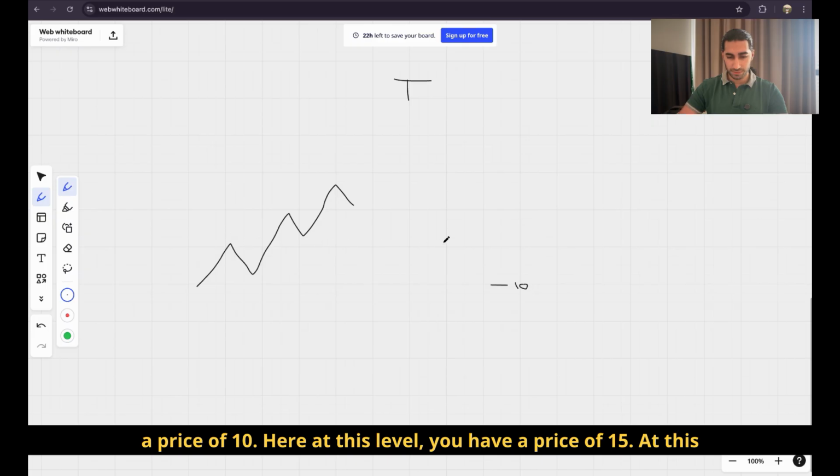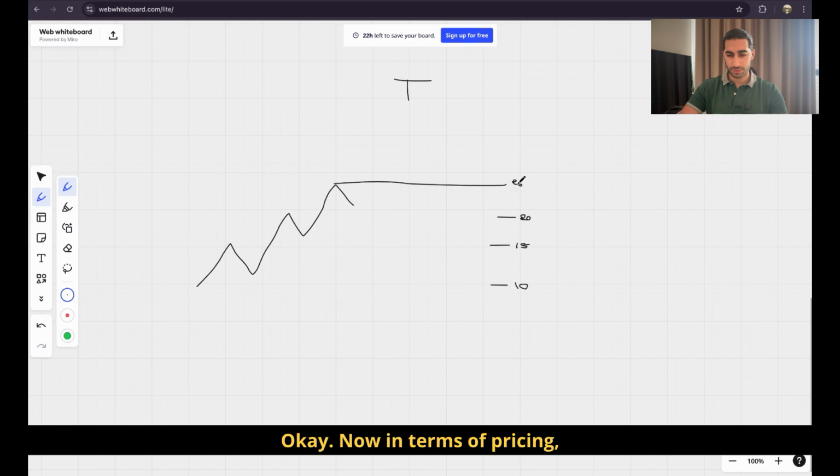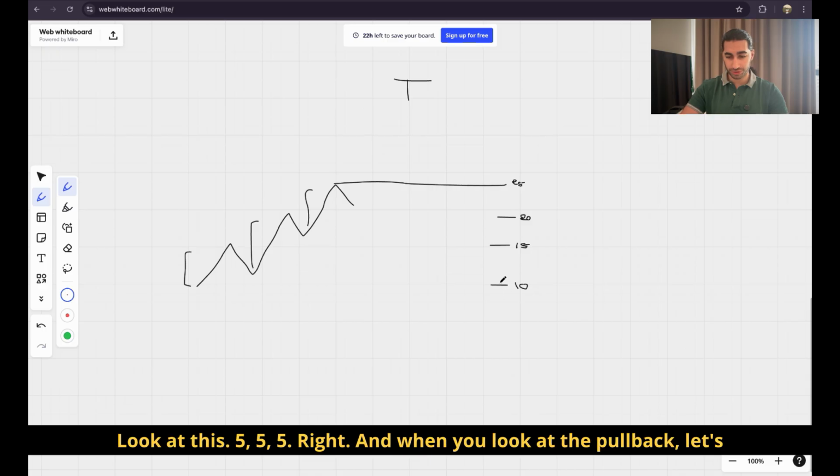Here at this level, you have a price of 15. At this level, another high, you have a price of 20. And at this level, the last high, you have a price of 25. Okay? Now, in terms of pricing, you see that this is the same size as this, is the same size as this. Not my drawing, but the prices. Look at this, 5, 5, 5, right?